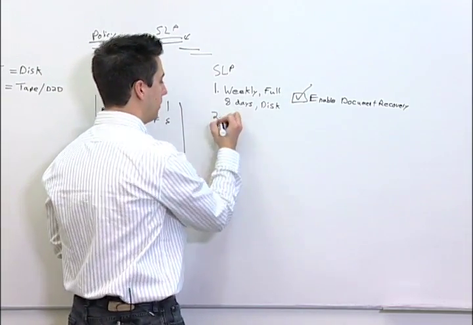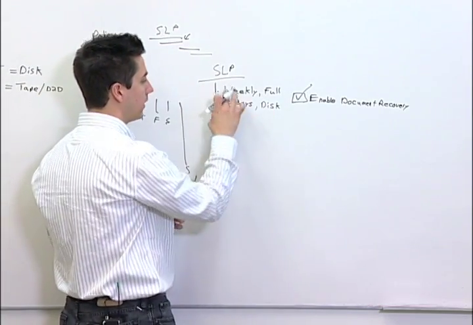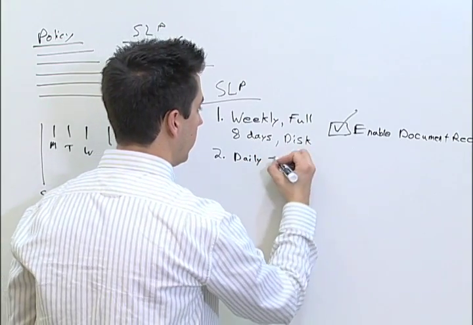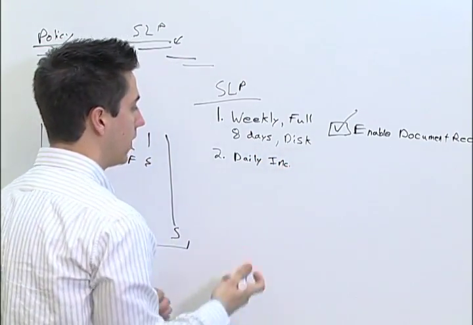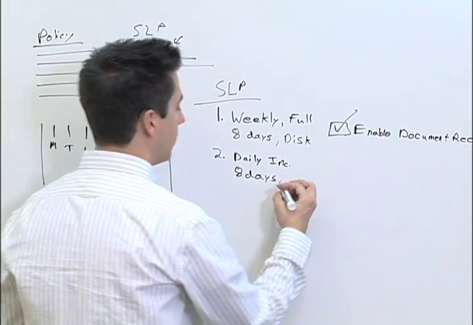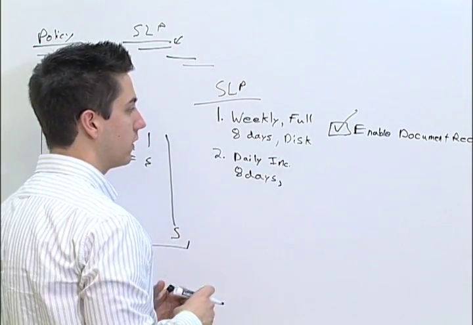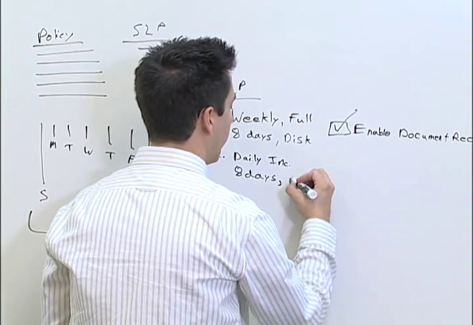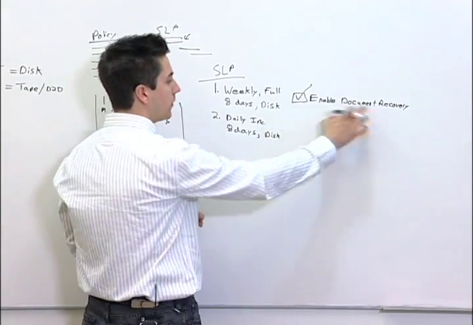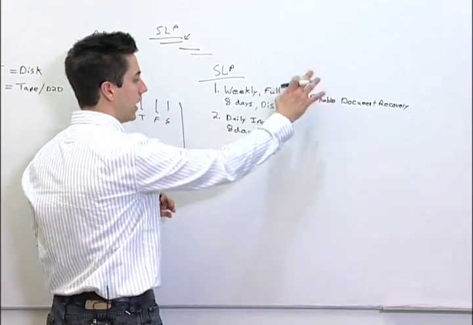Now the second step, or the second schedule within this storage lifecycle policy, would be to have a schedule of doing daily incremental backups. And again, you would keep the same retention period of 8 days. And you could send this now to disk or to tape. If you're using an existing policy engine, you will have to keep this as disk since that storage location is the same. Now the Enable Document Recovery is at a policy level, so both of these schedules here will actually have that enabled.